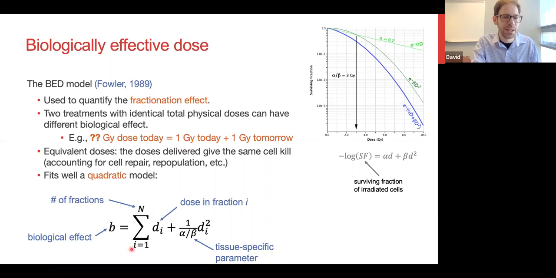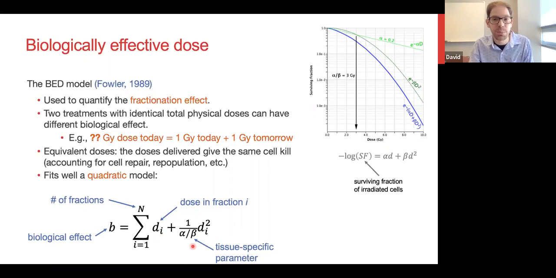If the formula ended here, it would mean that there is no fractionation effect. It doesn't matter how I break up the total dose. But we know that's not the case. To come up with this biological effect, where two differently fractionated dose distributions can have the same effect if and only if their B values are the same, what we need to do is modify upwards this physical dose by this quadratic term. Because alpha and beta are some tissue-specific parameters. The interpretation doesn't matter. It also turns out the individual values don't matter, only their ratio.